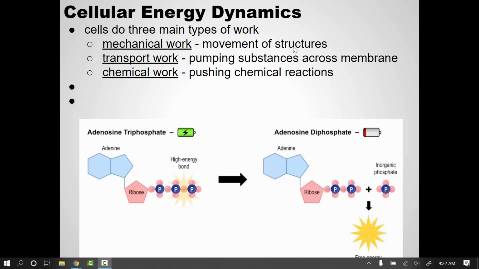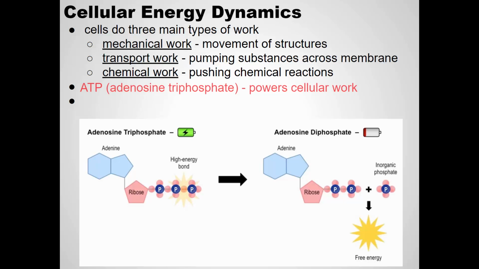And the main form that energy takes, that cells can use most readily, is ATP. ATP is adenosine triphosphate. It's what powers most of the work the cell does.